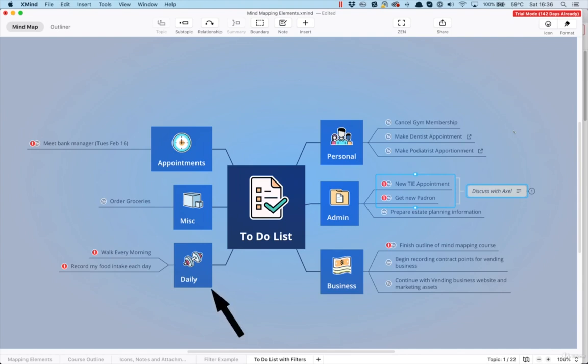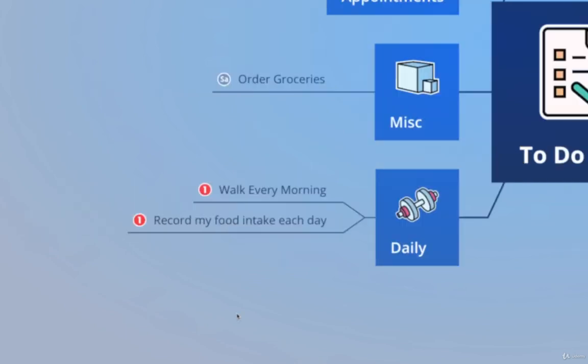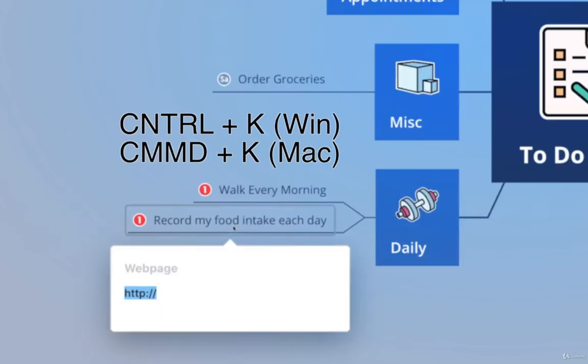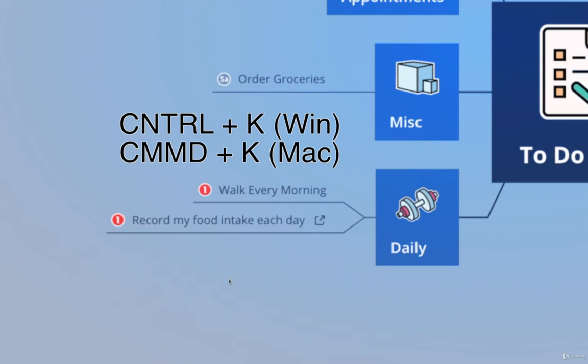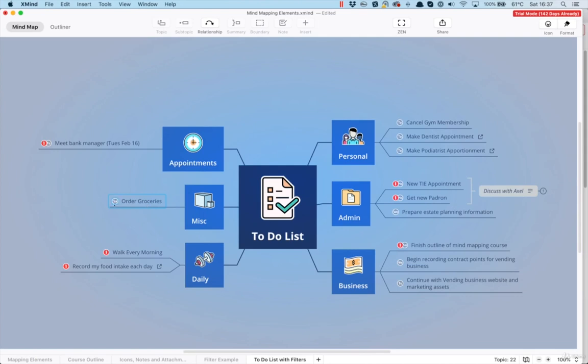I'm looking now at the daily node, and there's just one thing I could add there, and that's the URL to the tool I use to record my daily food intake. I've just copied it from the web page. I'll click on it, hit Command K, Command V, and there's the link to a tool called MyFitnessPal. So when I'm working in this map next week, all I need to do is click this link to open the website.